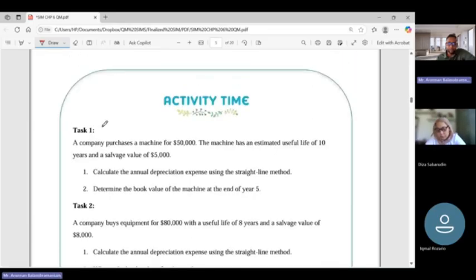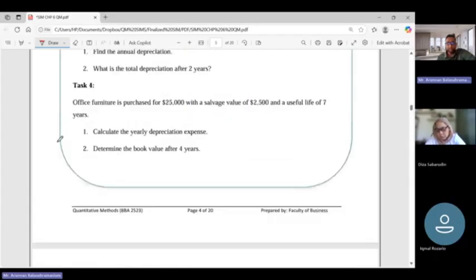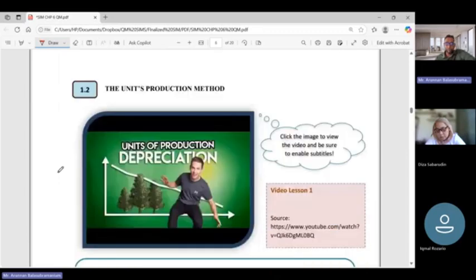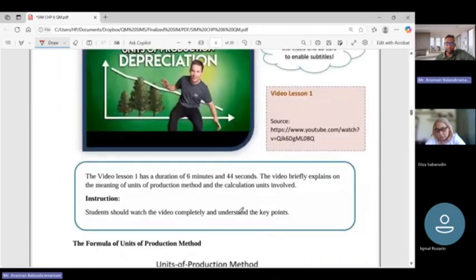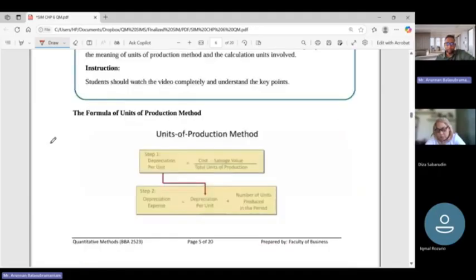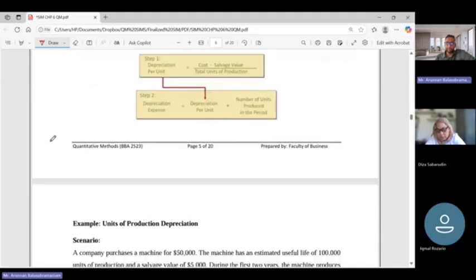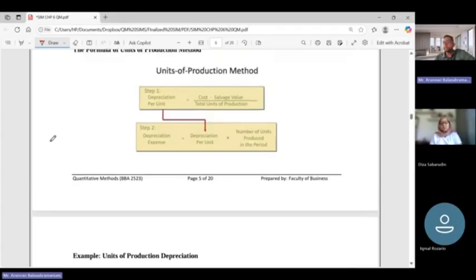Okay, so I hope you have done that. So now I would like to stress on the units of production method. You can watch a video, you can follow this instruction down here, and you can see the formula of the units of production method. So step 1, you take the same idea of SLM, the straight line method, where you can see the cost minus the salvage value divided by the total units of production. That is step 1.